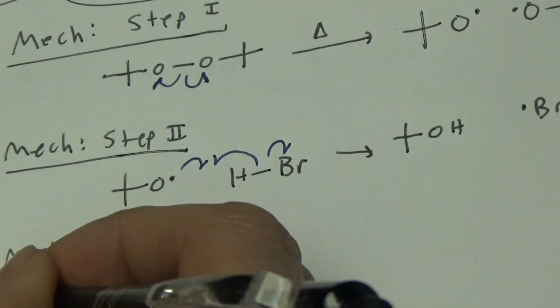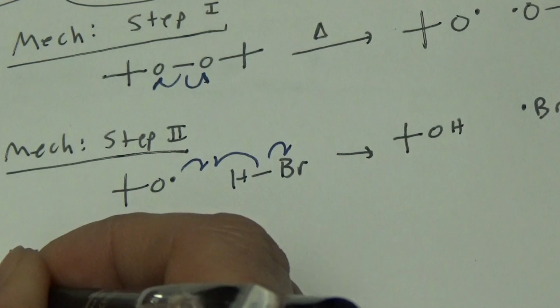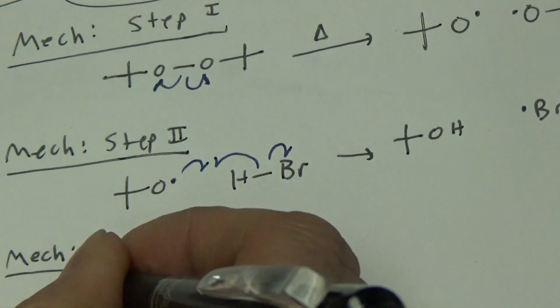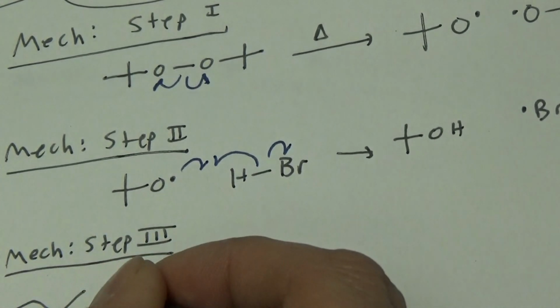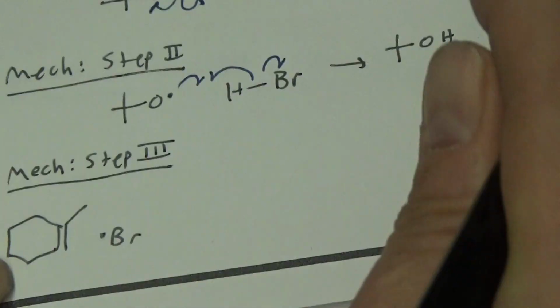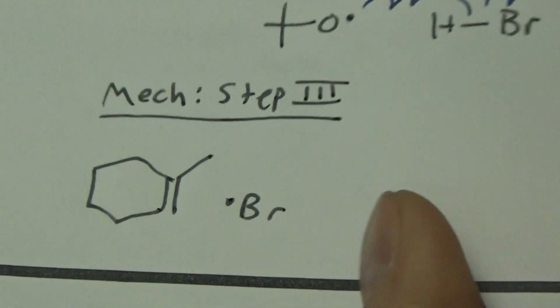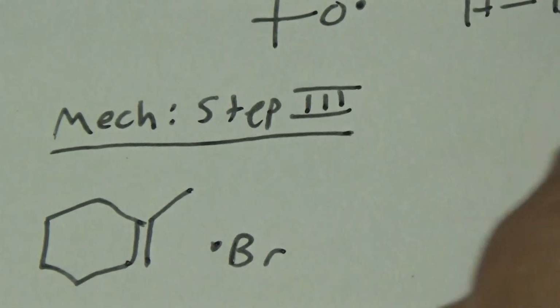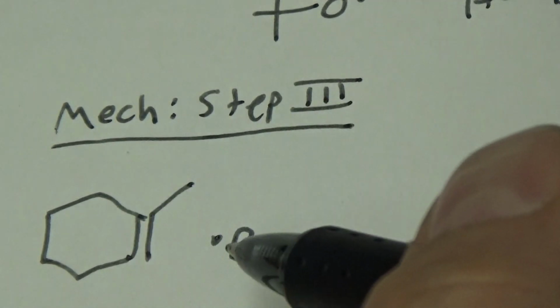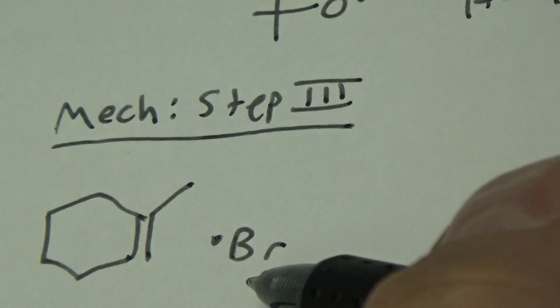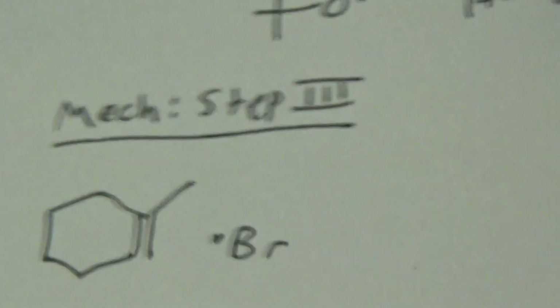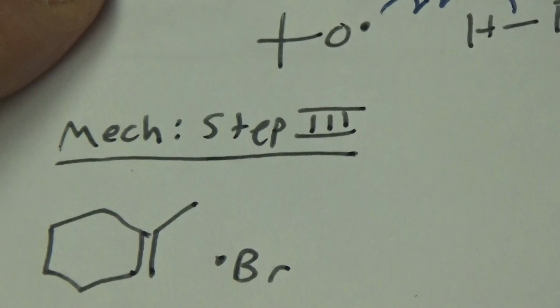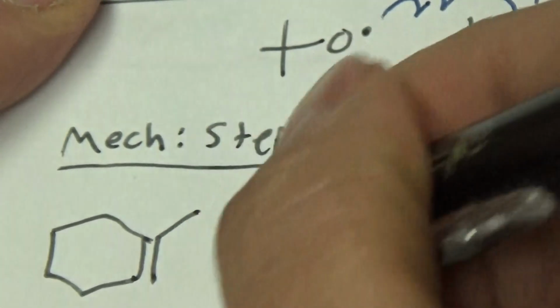So now the actual fun part happens. Now your radical sees the alkene. An interesting tidbit about radicals is that radicals can add to alkenes through a new mechanism that you have not seen. It's really easy though. Let's redraw it.